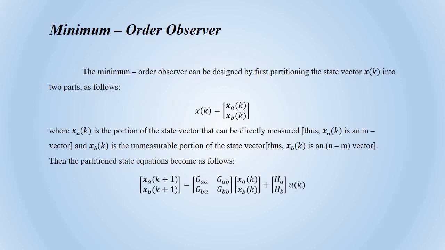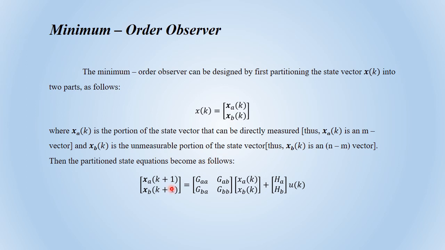Now let us see the theory of minimum order observer. Minimum order observer is an observer. In most of the situations, it is not always recommended or required as well to measure all the state variables or to estimate all the state variables. Some state variables are measurable.